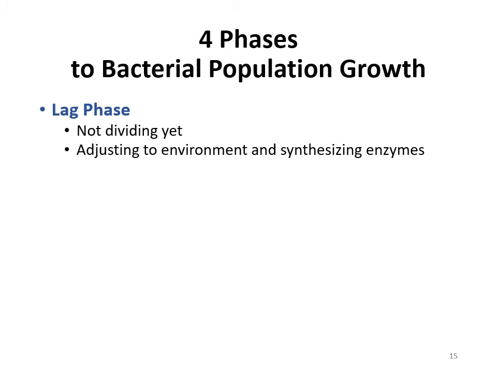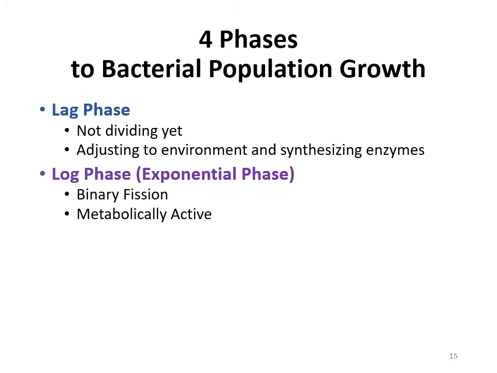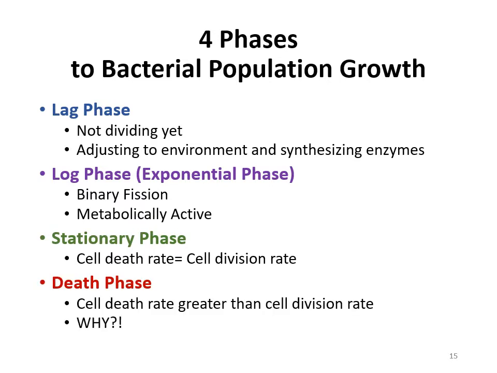The 4 phases of bacterial population growth. I want you to put stars next to this slide. You should be able to understand the 4 phases, name them, and make a key point about each one. The 4 phases are the lag phase, the log phase, stationary phase, and the death phase. You can visualize them on the next slide, and I will explain what we have on this slide as we're looking at the next slide.